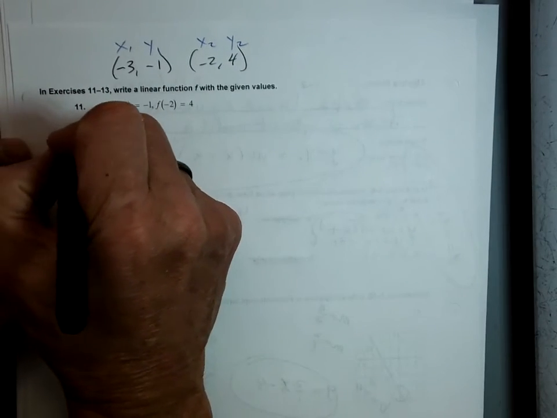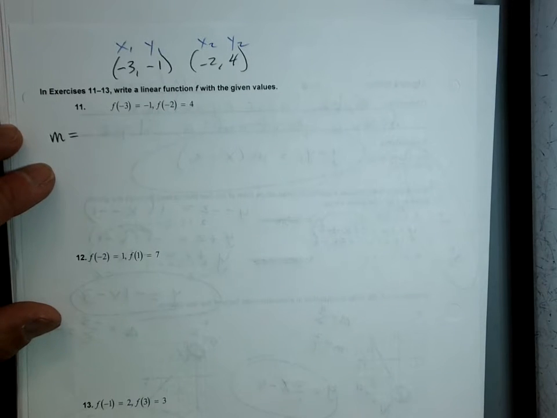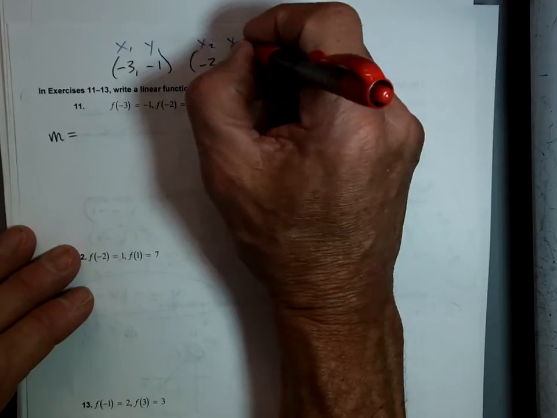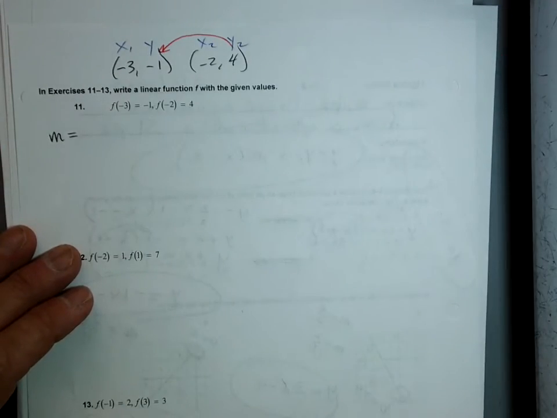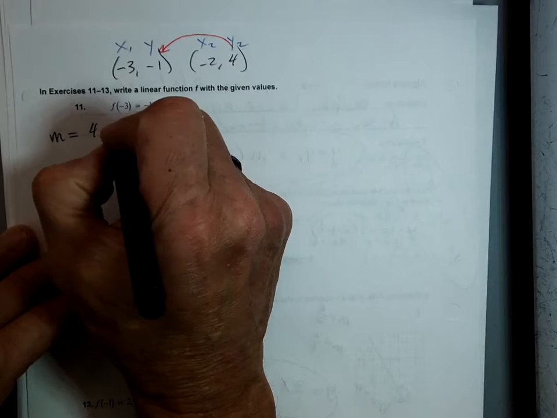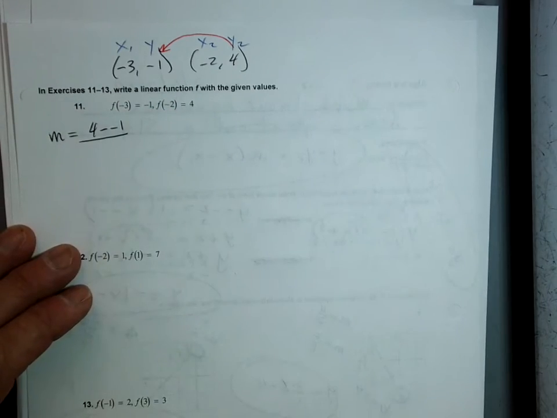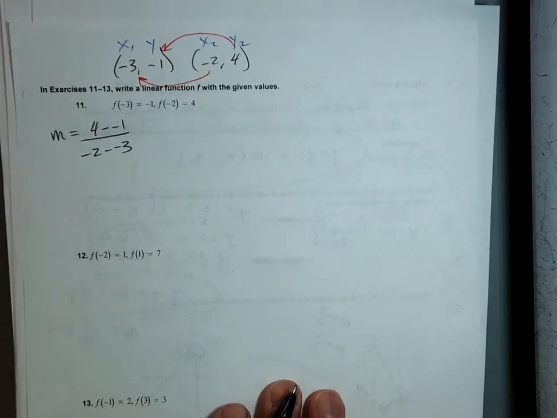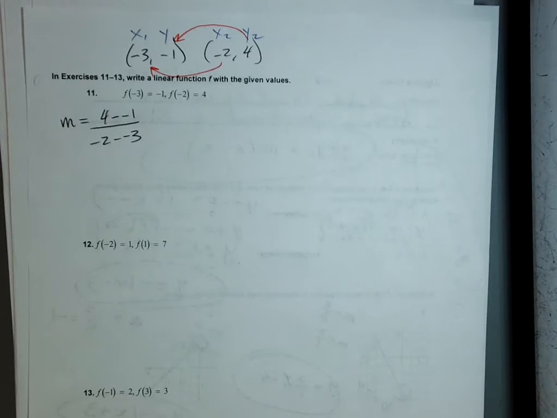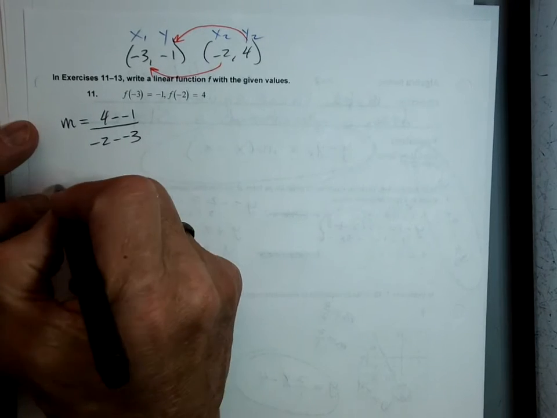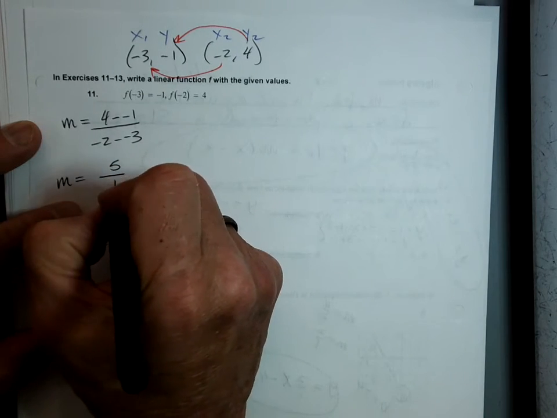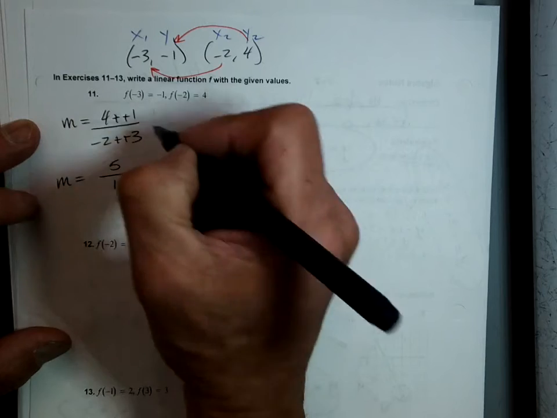Let's find m first. So the slope is going to be this one minus this one, 4 minus a -1, over this one minus this one, -2 minus a -3, okay? I want us to use the formula because there will be times we can't graph it. So if I simplify that, my slope is going to be 5/1. Okay, you guys see the 5/1?